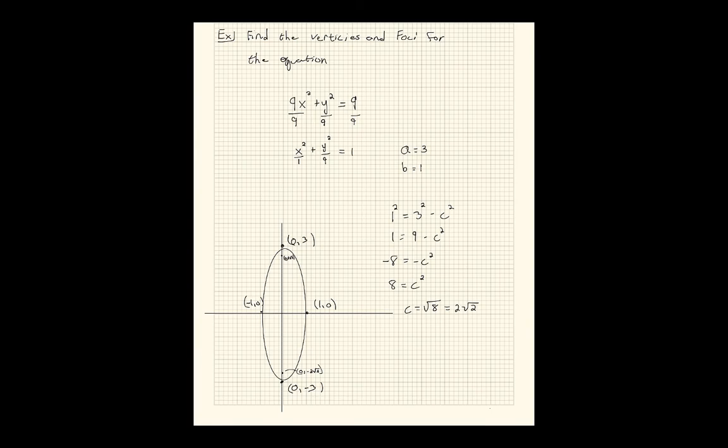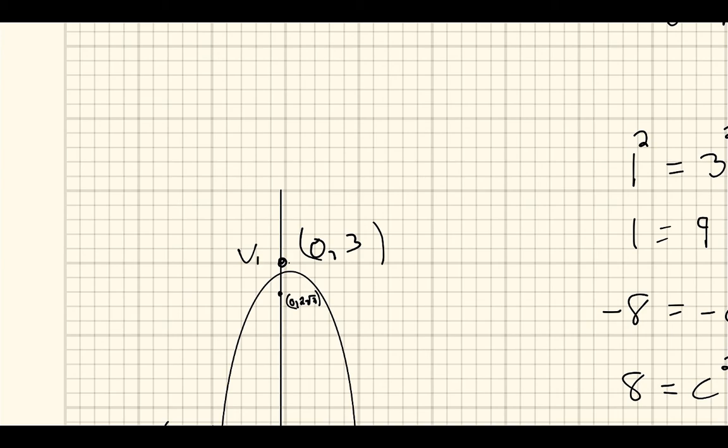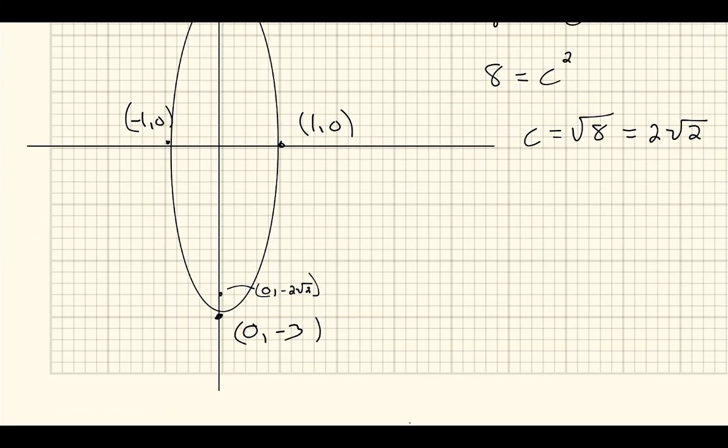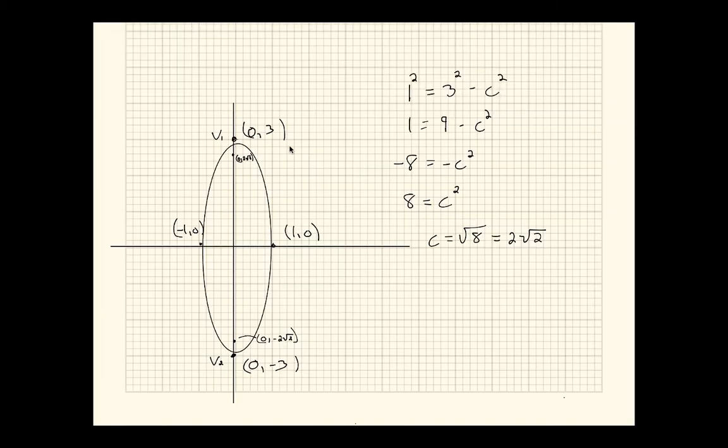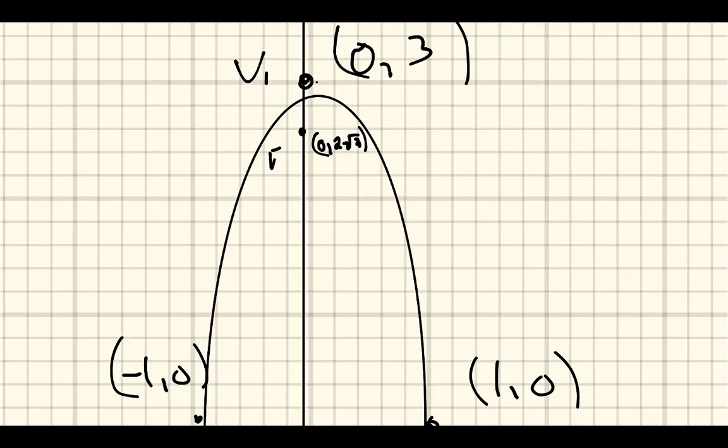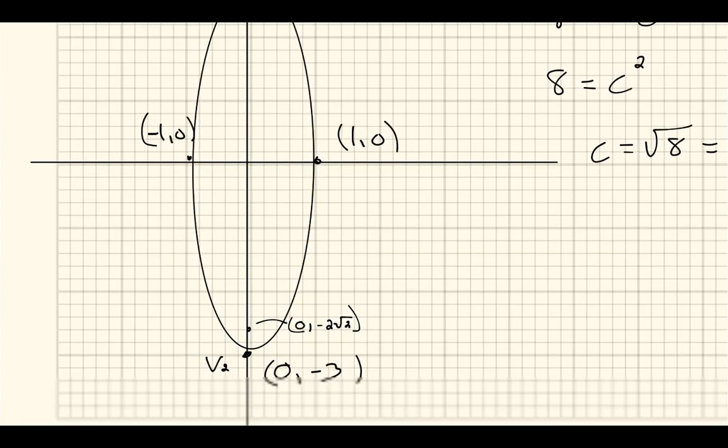Remember, vertices are these two. Technically, vertices are only on the major axis. If you wanted to name these, you could call these minor vertices. But when we're talking vertices, we're only looking for the ones on the major axis. And then these are my two foci, F1, F2.